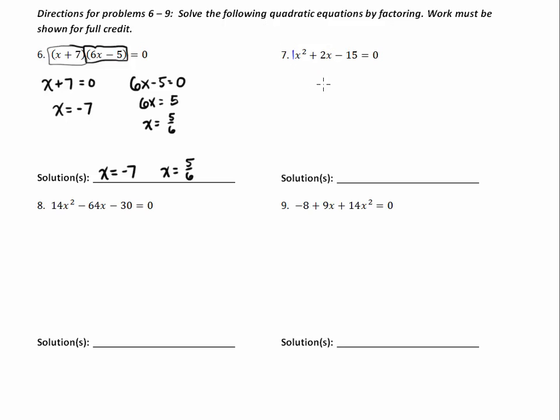Step 2 is we're going to take our a value. Remember, if it's written in standard form, we have ax squared plus bx plus c. We're going to take our a value, which is 1, and multiply it by our c value, which is negative 15. So we get negative 15.